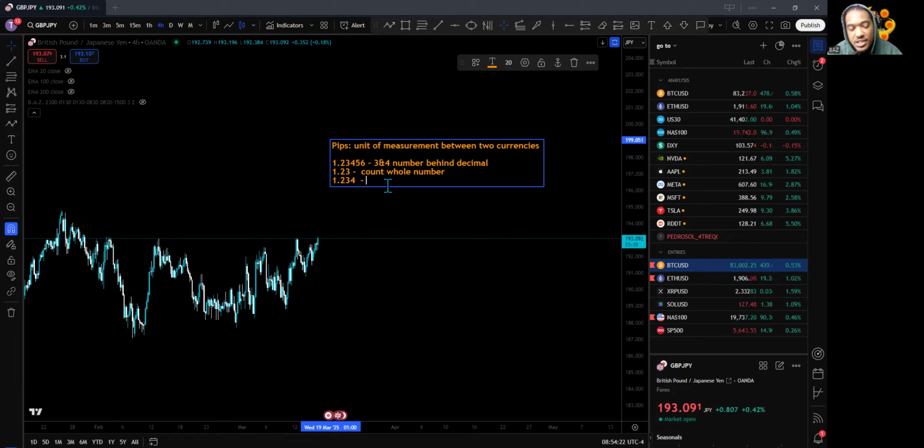And then if there's 3 digits behind it, then we're going to count the first two numbers behind the decimal. Excuse me, we're going to count the whole number, but it counts as 10. So this would be similar to Euro, GBP, JPY, any of those pairs.